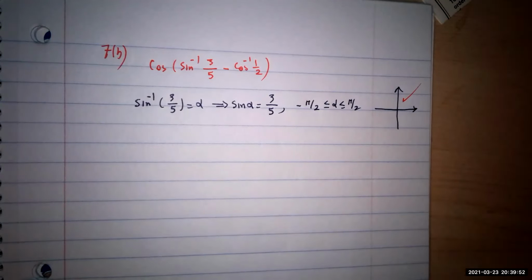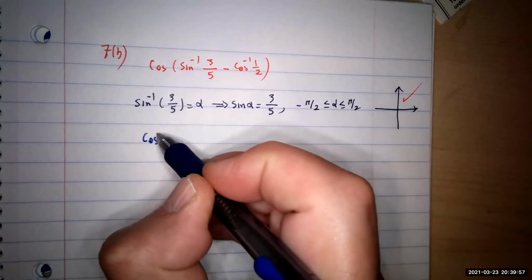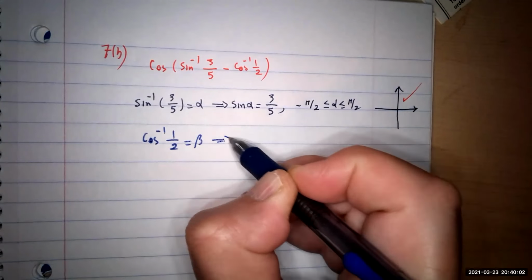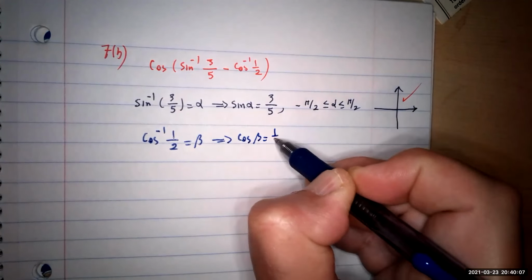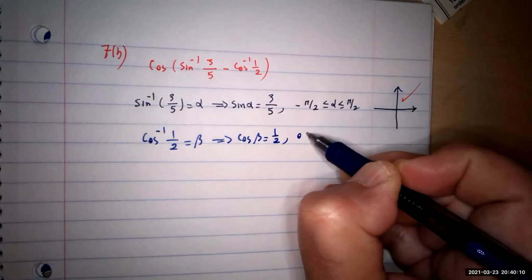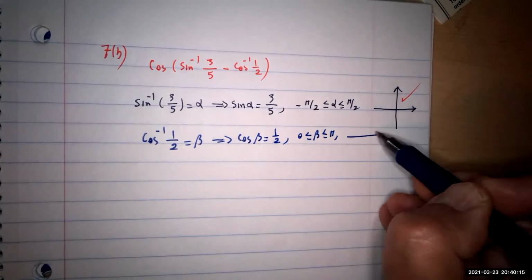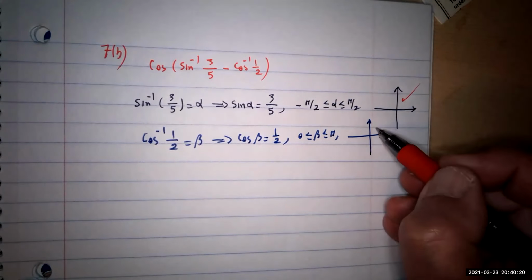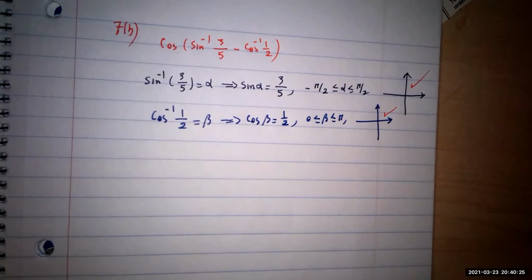And you are going to pick the second one. For the second one, you have to start with the cosine. So the cosine inverse of 1/2, you call it beta. That tells you that the cosine of beta is equal to the half, with the restriction that beta is between 0 and pi. So this means you are again in the first quadrant. These are going to be useful even if you don't write it down. You must know where you are to get these numbers.